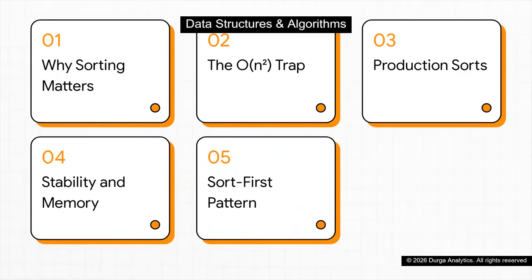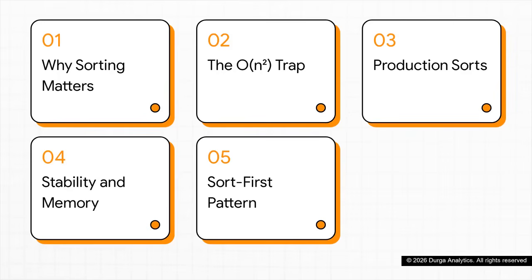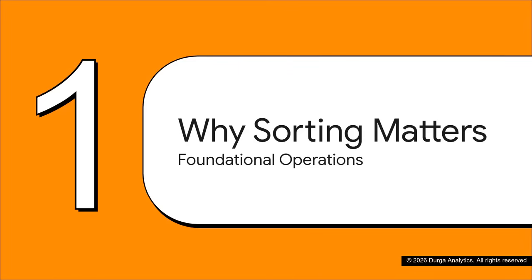All right, so here's our game plan for this explainer. First, why sorting matters. Second, the O(n squared) trap. Third, production-grade sorts hitting O(n log n). Fourth, stability and memory constraints. And finally, number 5, the sort-first pattern. Let's jump right into Section 1.